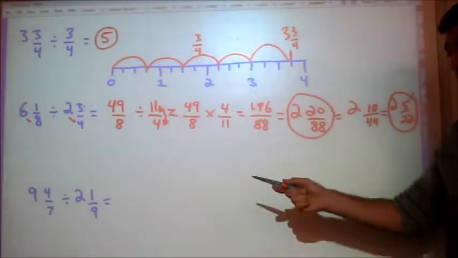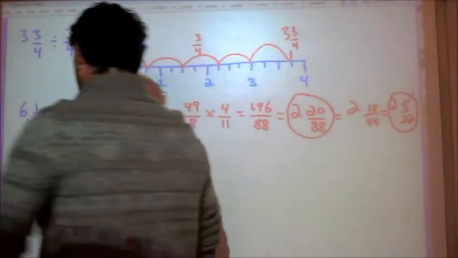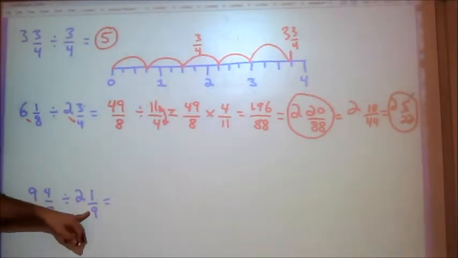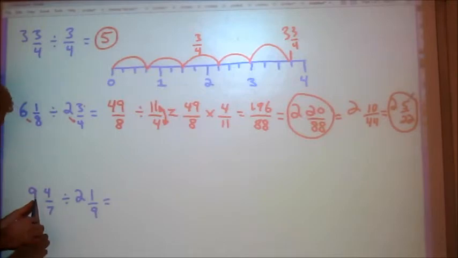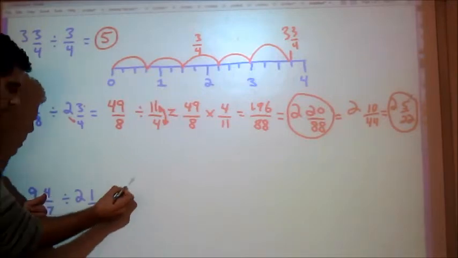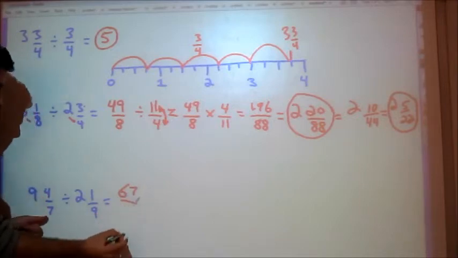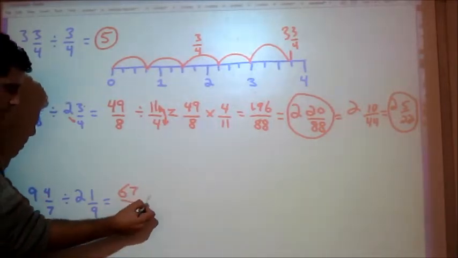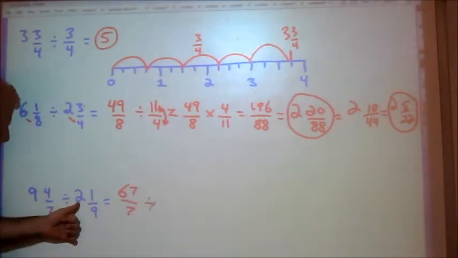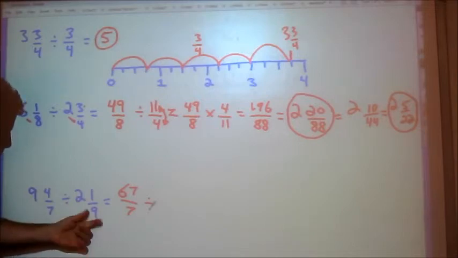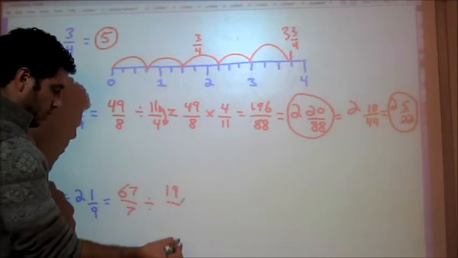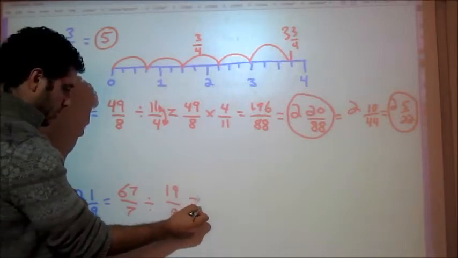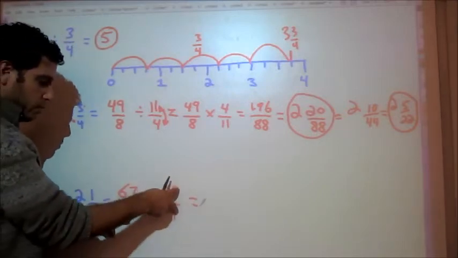And we can follow the same procedure with the last question. 9 and 4/7 divided by 2 and 1/9. Let's convert these into improper fractions. 9 times 7 is 63. 63 plus 4 is 67. 67 over 7. This is going to be divided by 2 times 9, which is 18, plus 1, which is 19 over 9. And then we're going to cross multiply using this reciprocal.